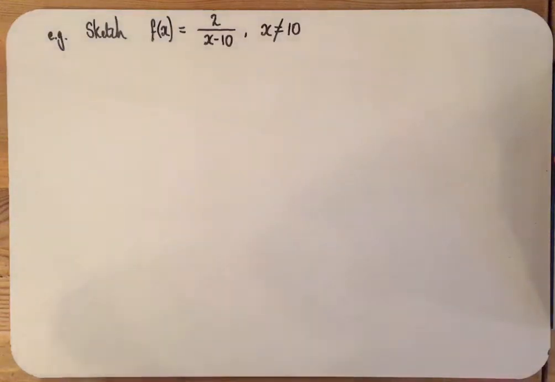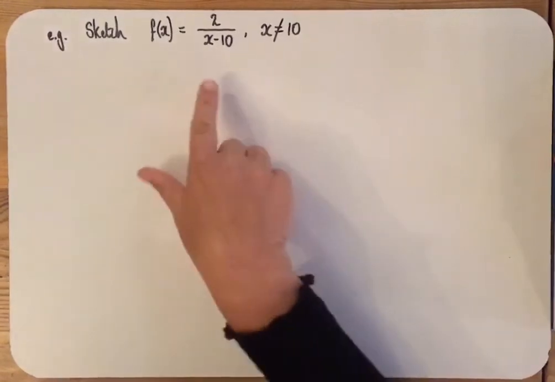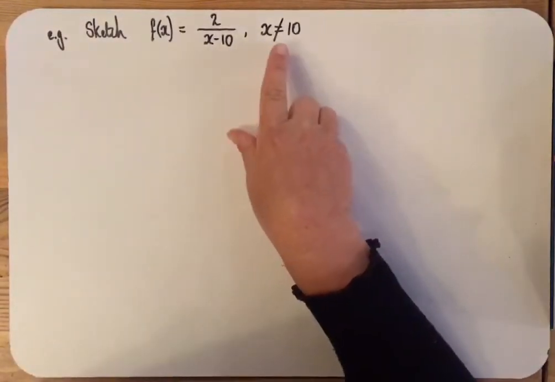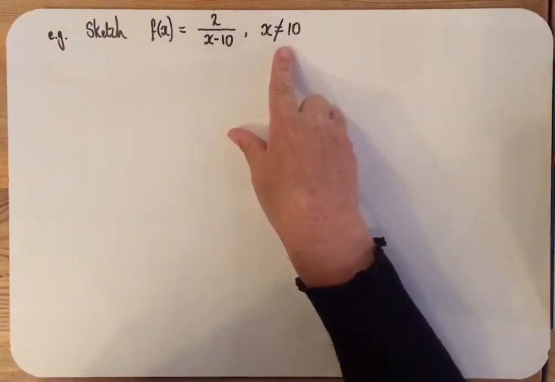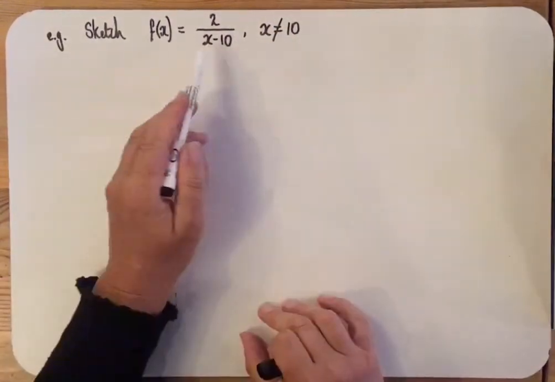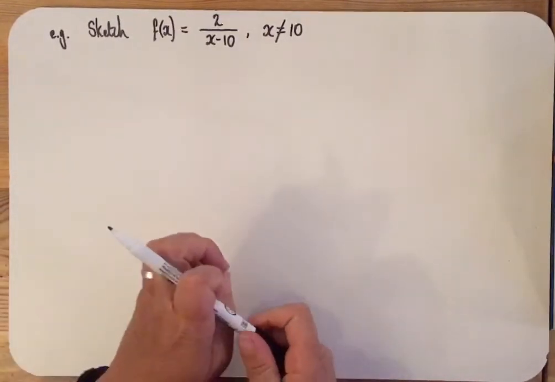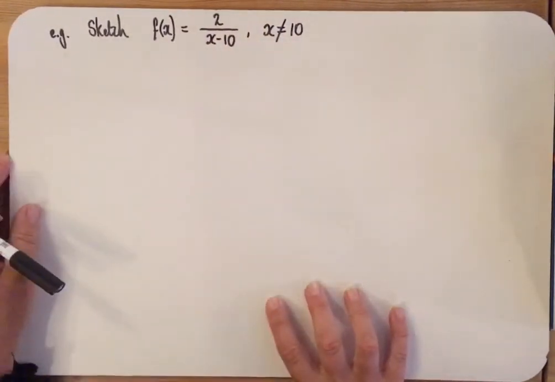Okay, part 2. I've snuck in an extra example. Just going to look at sketching. So I've changed the domain. This is the same one as from the previous clip, but I've changed the domain to x does not equal 10. If you put 10 in, you're going to be dividing by 0. So that's why we have this restriction.